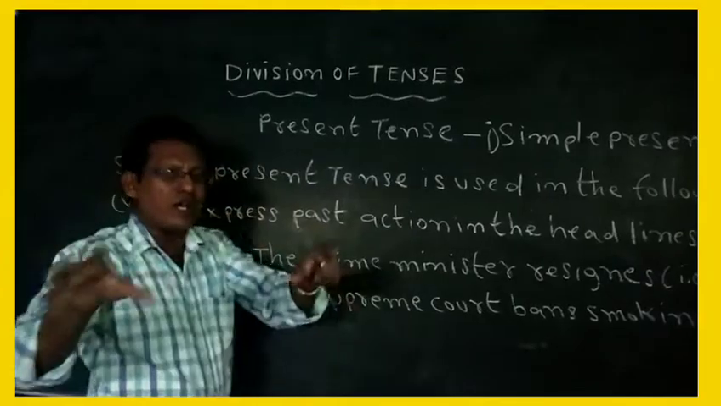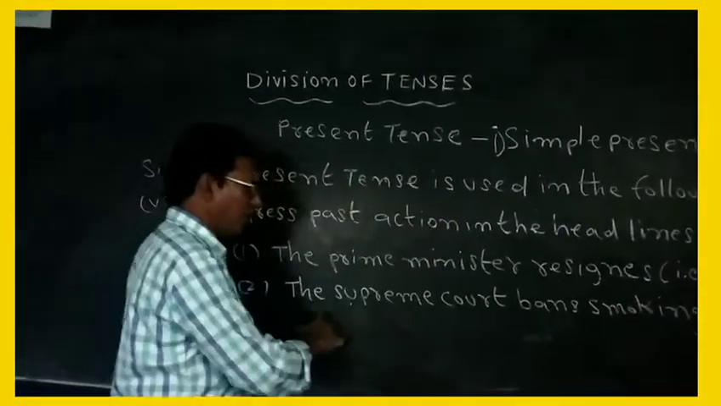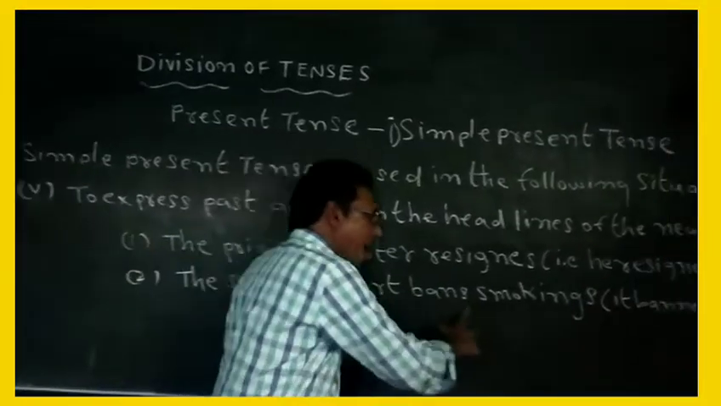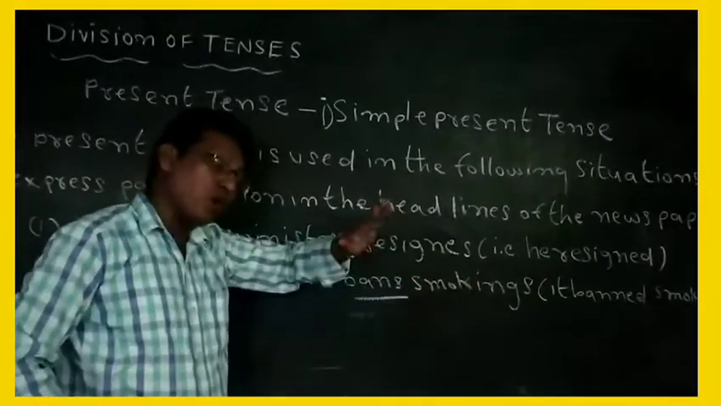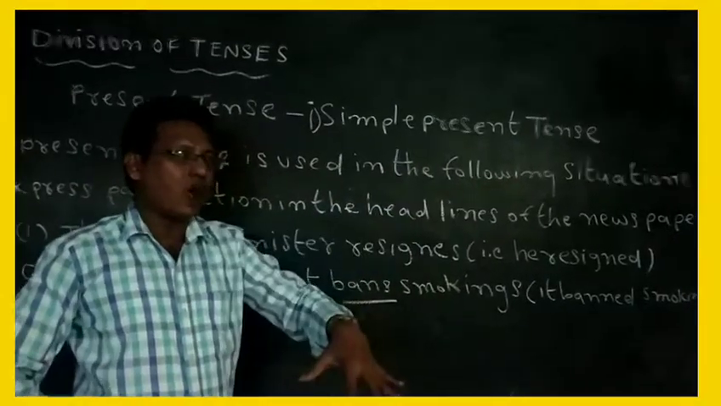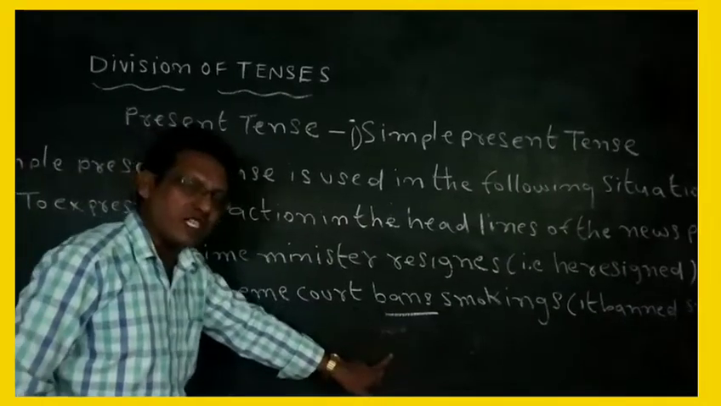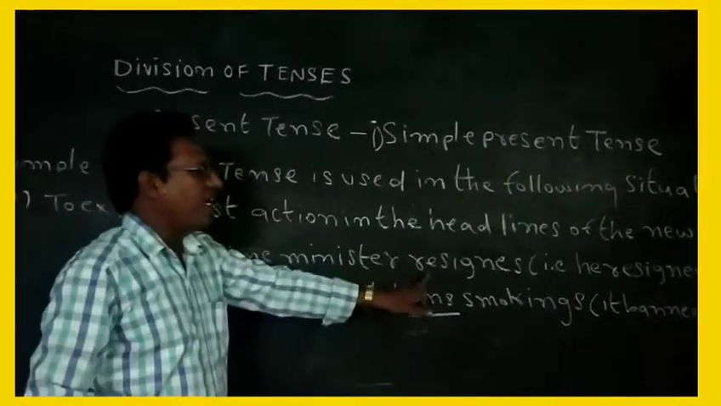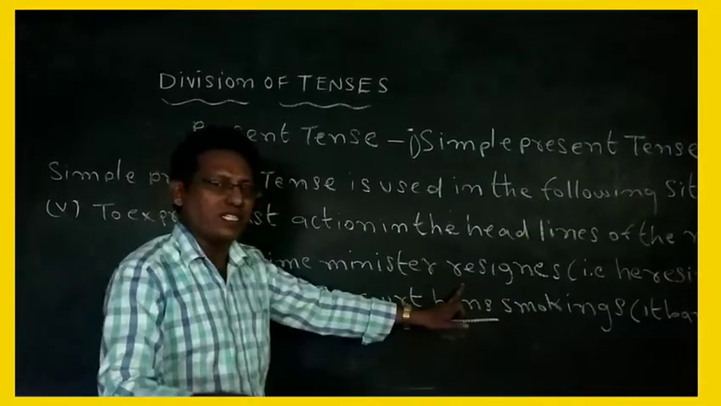Suppose the Supreme Court banned smoking some 1 week ago or 2 weeks ago. Suppose you are a reporter, you have to write a newspaper headline. So you have to write the Supreme Court bans smoking. It means the Supreme Court banned smoking sometime back, not now. This is a special occasion where it is used in journalism, in newspapers. They write the headings of the past actions in the simple present tense.